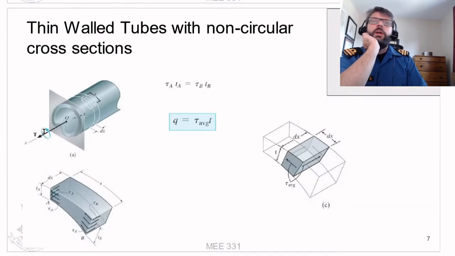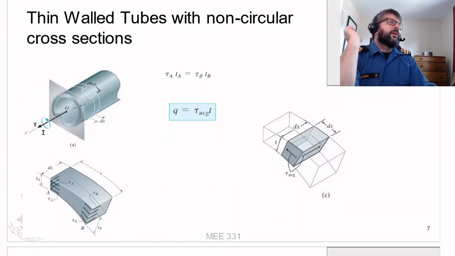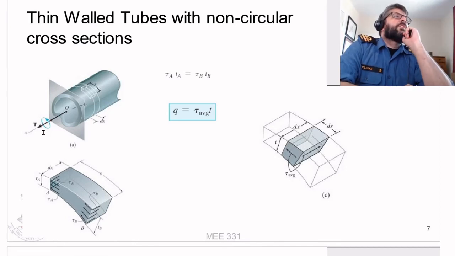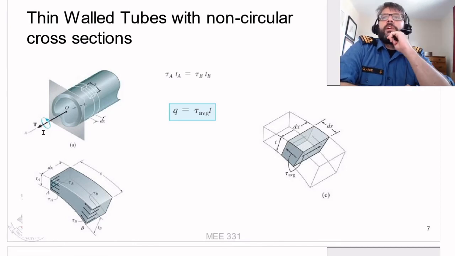But anyways, the other thing that we're going to be talking about for torque is thin-walled tubes with non-circular cross sections.